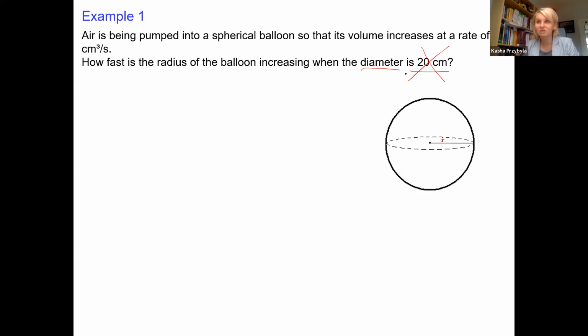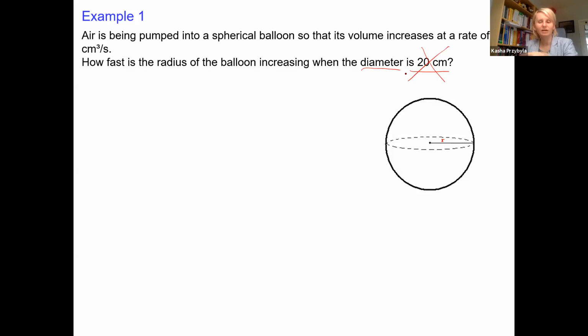Yeah, calculus is like the rate of change at that instant. That means we're always calculating some derivatives, the rate of change at one moment. This balloon is getting bigger and bigger, and at the moment when the diameter is 20, we have to find the rate of change. Diameter is still, let's say, d, and it's changing with dD/dt, the rate of change of diameter with respect to time.